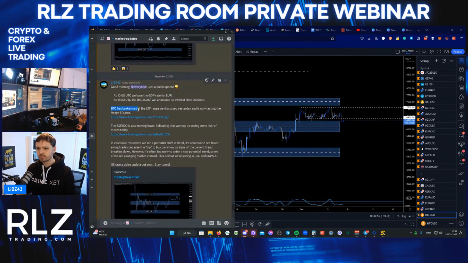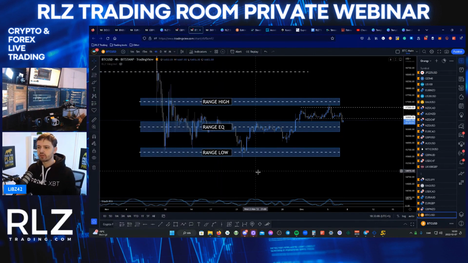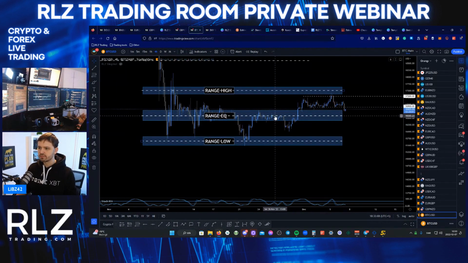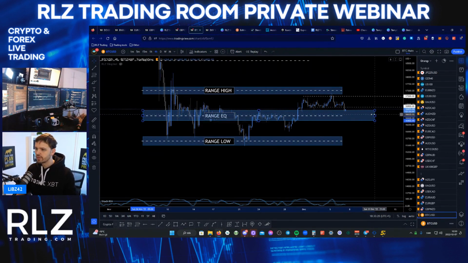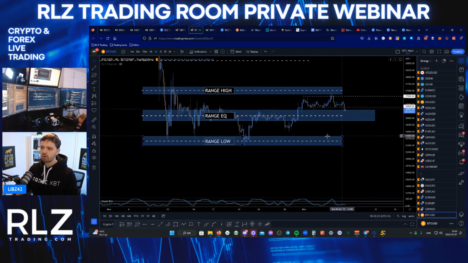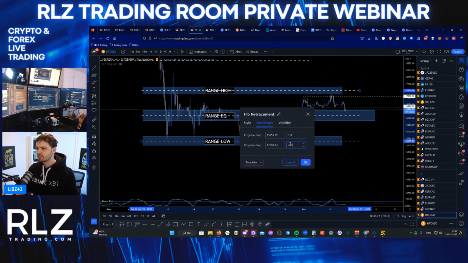As you can see right here, in the update from this morning, I wrote that Bitcoin has broken below the low time frame range, as we discussed yesterday, and is now testing the range EQ area. I believe that is where Bitcoin will find support, with the middle of that range EQ being around 16.6. We're now testing the overall range EQ area right here, and we could expect a bounce for Bitcoin.